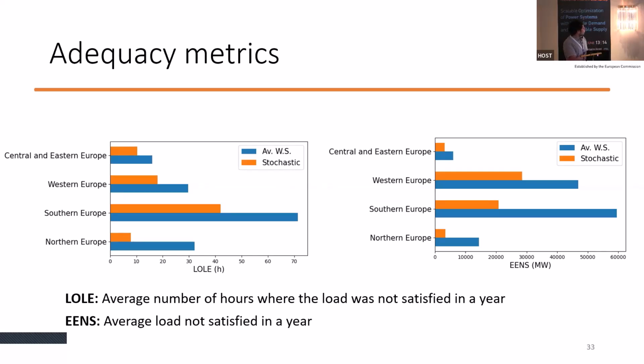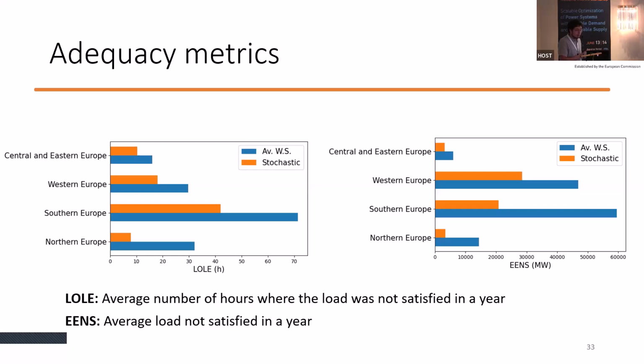Here in these figures, the y-axis corresponds to the main European regions. The x-axis on the figure on the left corresponds to the LOLE, and on the figure on the right to the ENS. The color coding is the same as before. Blue is the average wait-and-see. The orange one is the stochastic solution. And what we see here is that there is quite a difference in the adequacy metrics that we are obtaining if we use one or another technique.